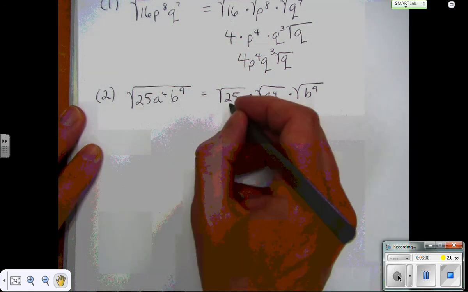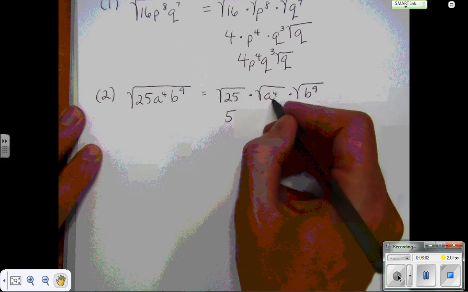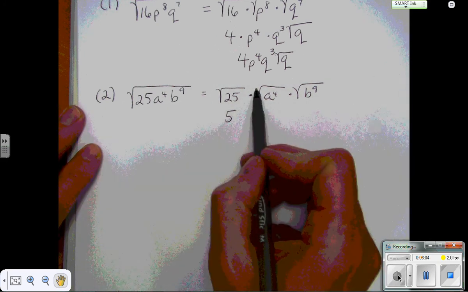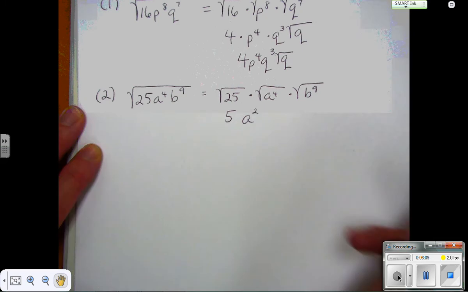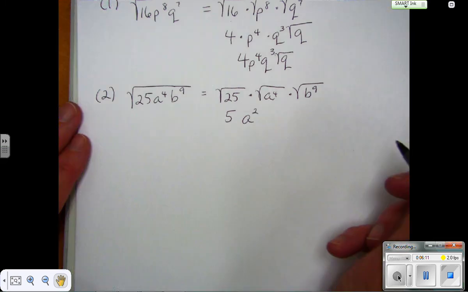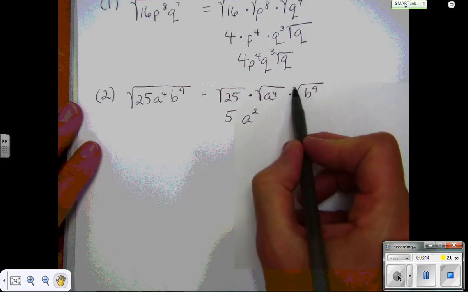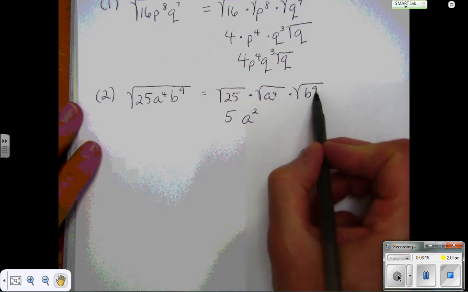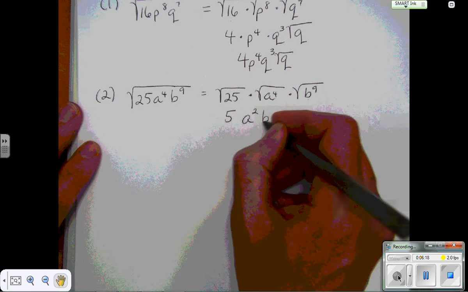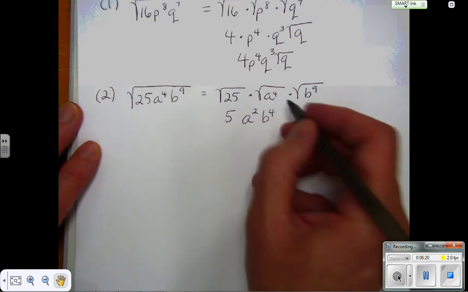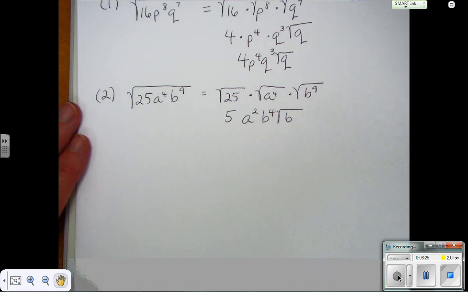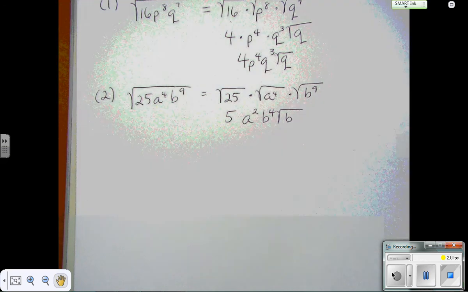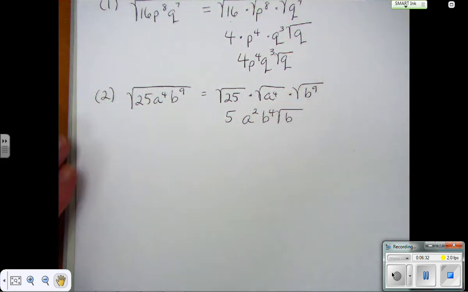So I have the square root of 25, which is 5, and the square root of a to the fourth. If I take my index and divide it into the exponent, it goes evenly. It's just a squared. There's nothing left over, so I don't have any root left. And then b to the ninth, the index divided into 9 is going to be 4, so I can take out b to the fourth, but then I have 1 left over. So that's going to stay inside the root. So your final answer is going to be 5a squared b to the fourth radical b.